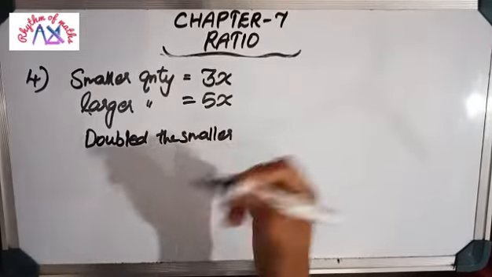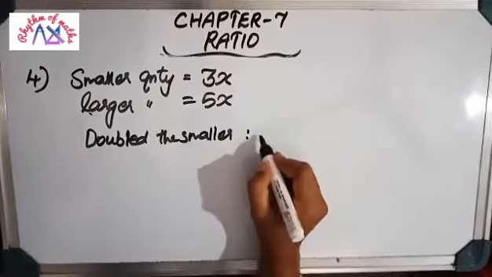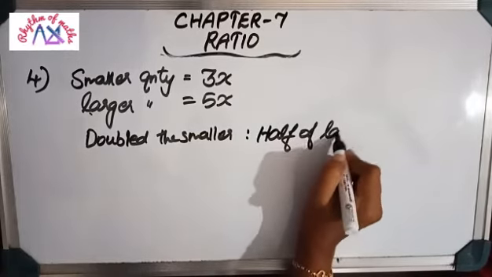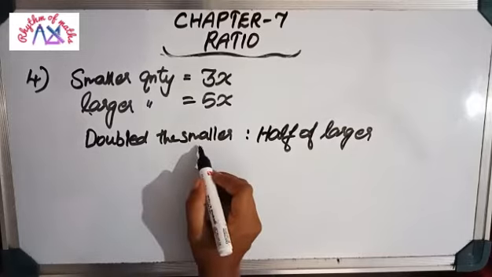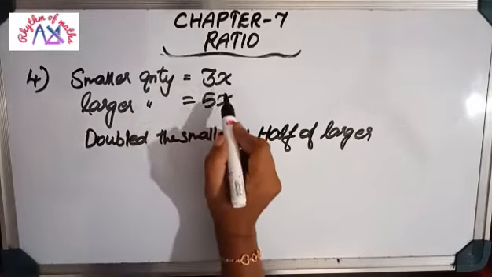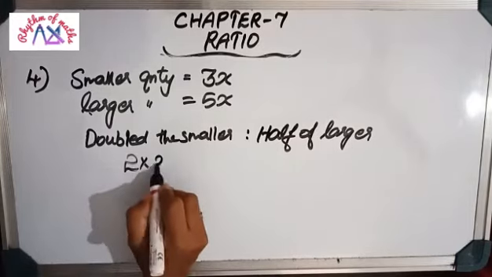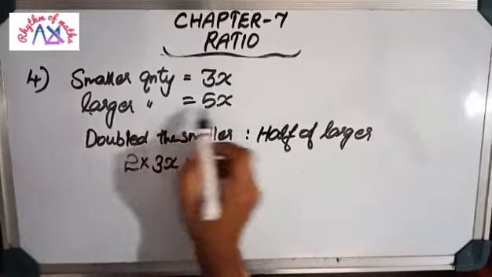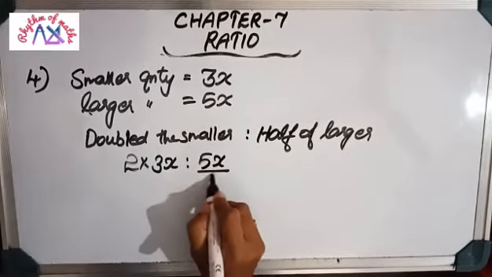So new ratio we need to find. Let's consider double the smaller is to half of the larger. Okay, half of larger, then what will be the ratio? If we are taking the smaller quantity as double, already 3x is there. So double means 2 into 3x. Half of the larger means original is 5x. If it is half, it means 5x by 2.